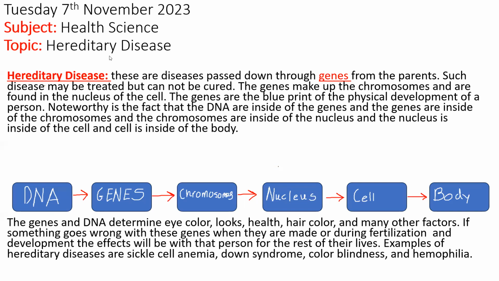So in this lesson, we looked at hereditary diseases. We looked at different types, and they affect the genes, and those genes are passed on to the children, and then the children end up having the same sickness as the parents. So that's hereditary diseases.